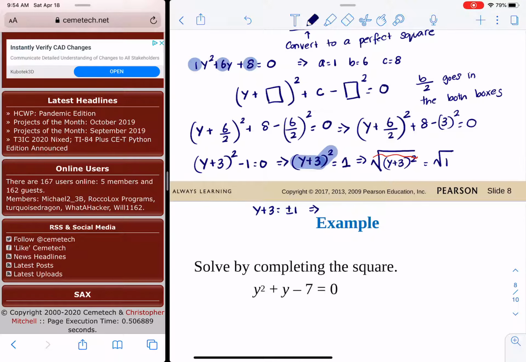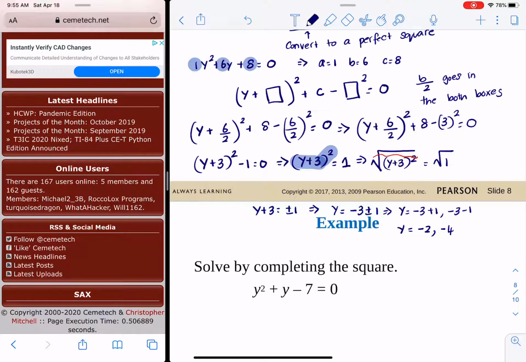which would imply y is equal to, move the 3 to the other side, minus 3 plus or minus 1, which would imply y is equal to minus 3 plus 1, minus 3 minus 1. Negative 3 plus 1 is negative 2. Negative 3 minus 1 is negative 4. And those are the two solutions.